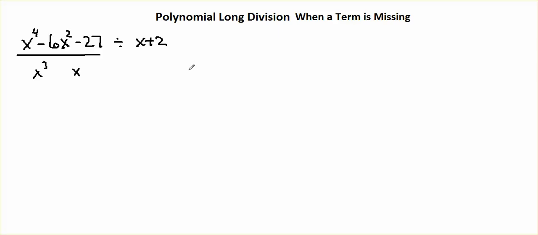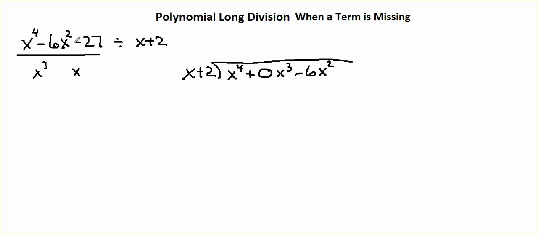So when we set up our polynomial long division, the very first thing we're going to do is fill in those missing terms. So we have an x to the fourth, we'll put our x to the fourth term here. But we're missing our x cubed term, so we are going to add it with a 0 coefficient: 0x cubed minus 6x squared. We're missing our x to the first power, so we're going to add it again with a 0 coefficient, and then minus 27. So for this polynomial that originally was only 3 terms, we turned it into a polynomial with 5 terms. We added in our missing terms.